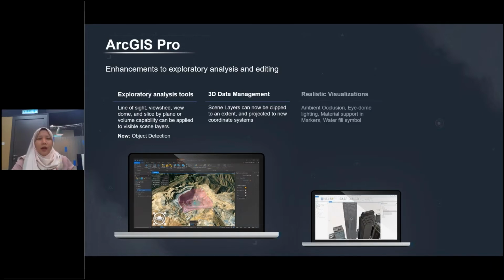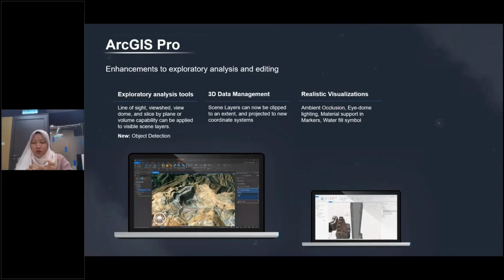And also we have realistic visualization. When we talk about realistic visualization, we talk about illumination. For example, you have a shadow inside your local scene in your ArcGIS Pro. If you have a shadow, you might wonder where the light comes from. So we use this realistic visualization to put in the sunlight, the source of the light, to actually reflect on the shadow that we create inside our ArcGIS Pro.